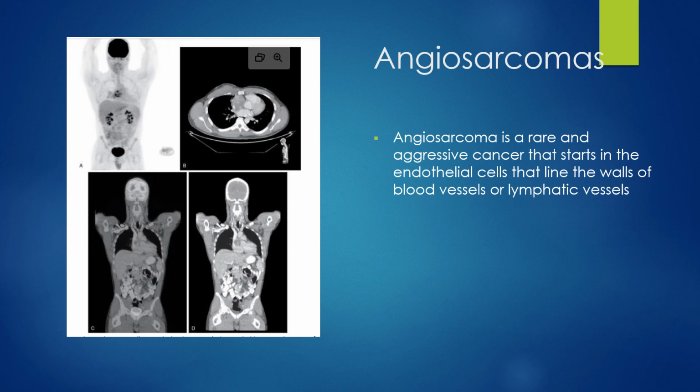This is an angiosarcoma. Angiosarcomas are very rare, so it's probably not going to be very often that you would see a patient with an angiosarcoma, but it is a very aggressive cancer that starts in the endothelial cells that line the walls of the blood vessels or lymphatic vessels. Remember, I told you to look at the first part of the word to tell you where the sarcoma is originating from. Angio typically refers to blood vessels. So this one originates from blood vessels or lymphatic vessels.